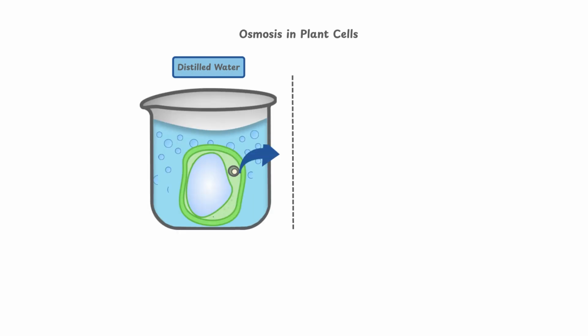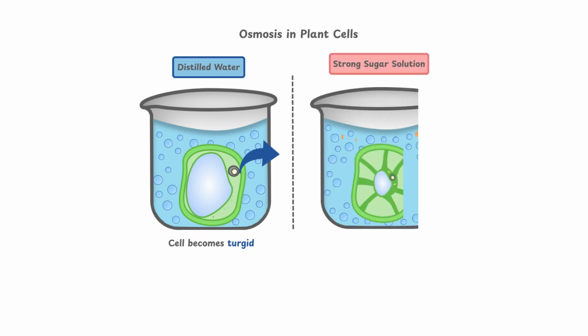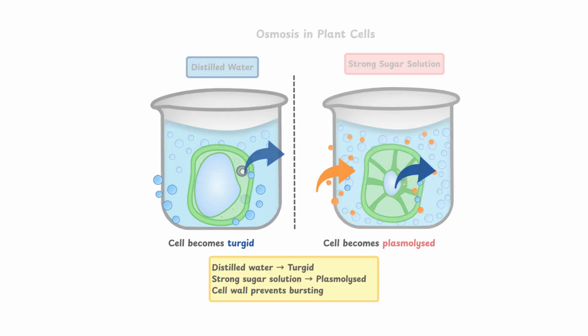Plant cells behave differently because they have a strong cell wall. In distilled water, water enters by osmosis. The vacuole expands and presses against the cell wall. The cell becomes turgid. In a strong sugar solution, water leaves. The vacuole shrinks and the cell membrane pulls away from the cell wall. This is called plasmolysis.